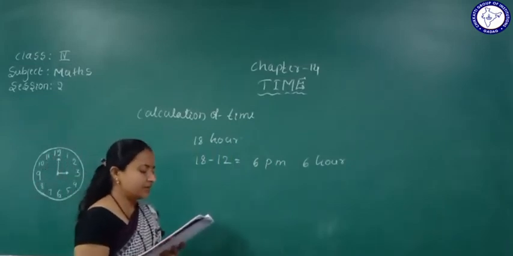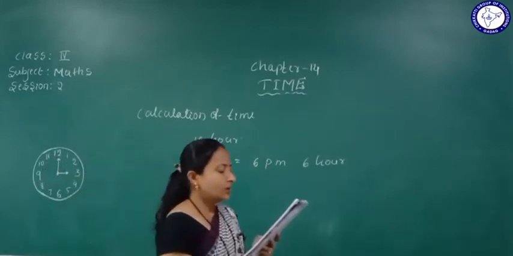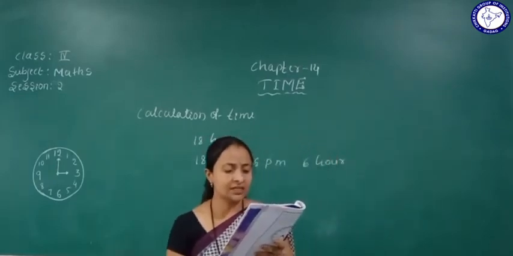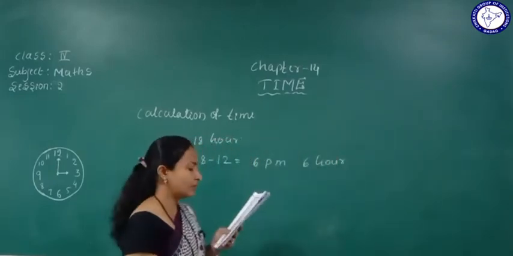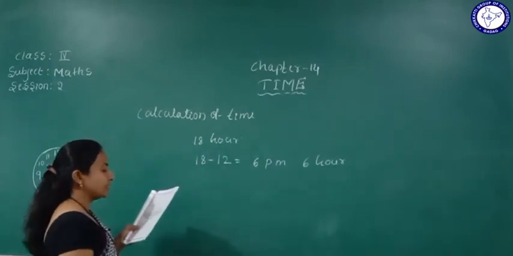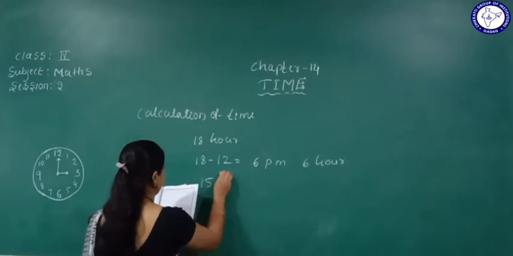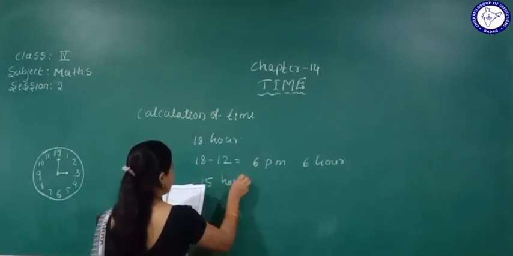Next one they have given here is a question. In the railway timetable, the arrival time of the train is written as 15 hour. What is the time in a 12-hour clock? The arrival time given here is 15 hour. That is 24 o'clock.